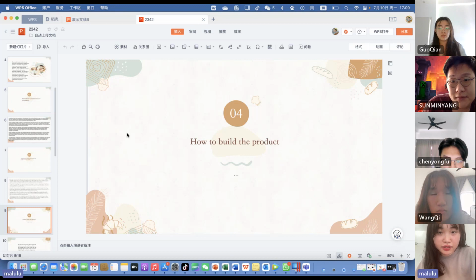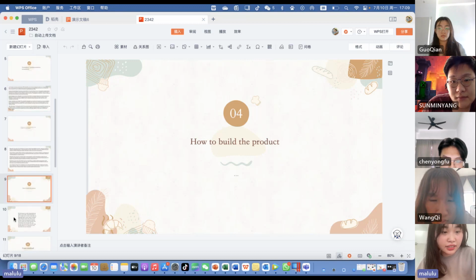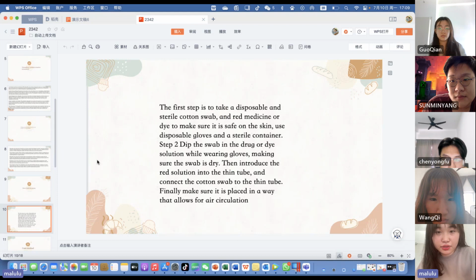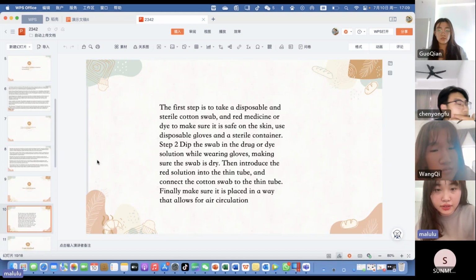The fourth part is how to build the product. The first step is to take a disposable and sterile cotton swab and test the medicine or dye to make sure it is safe on skin. Use disposable gloves and a sterile container.